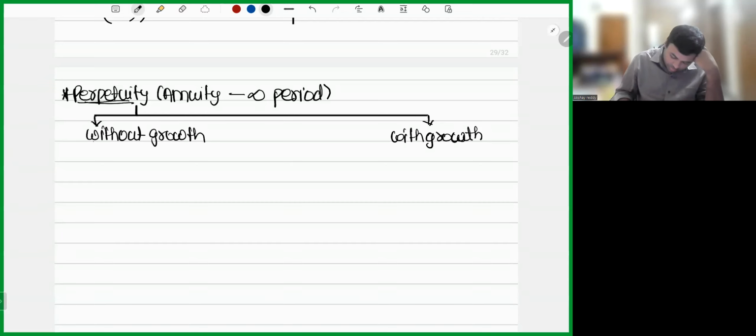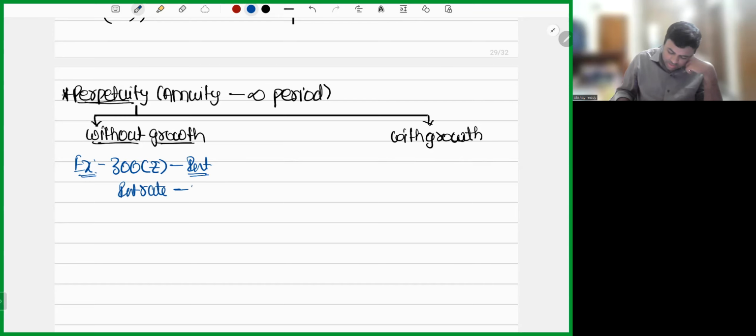Let me give you an example. Without growth, say for example, Ramukaka is there. Ramukaka went to a bank and said, "Hey bank, I want 300 rupees interest every year." Bank said, "Dude, if you want 300 rupees interest, our interest rate is 10%. Then how much will you deposit?"